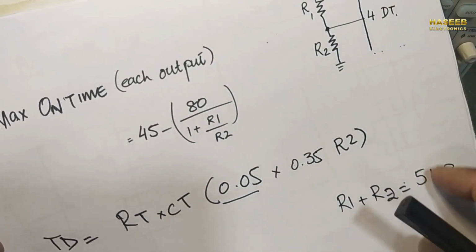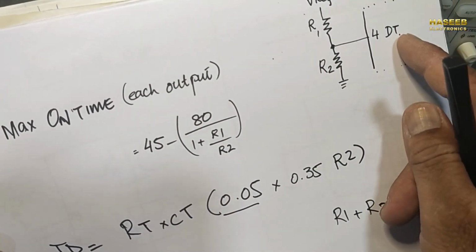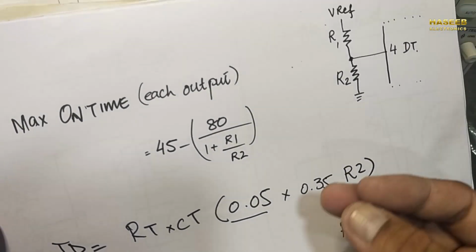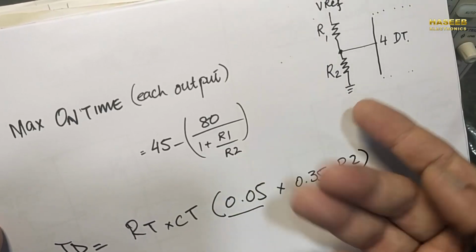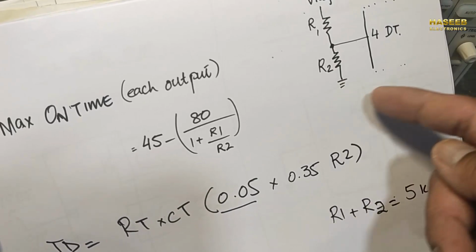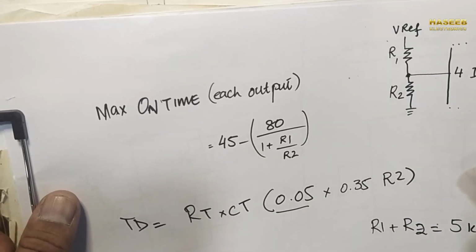In both cases we have to select 5 kilo ohm resistance to give a sync current to the dead time pin. So we have to select how much sync current we need. 2 microampere to 10 microampere we can select as per our requirement. We have to check the data sheet.